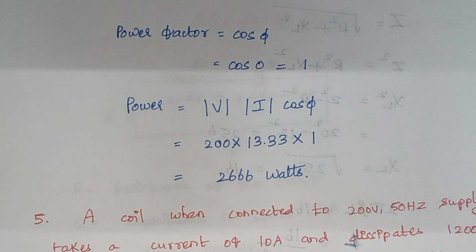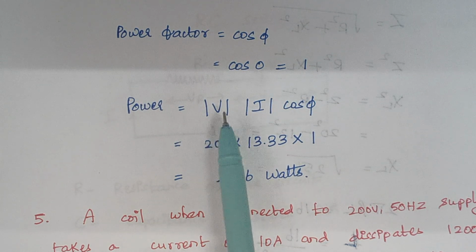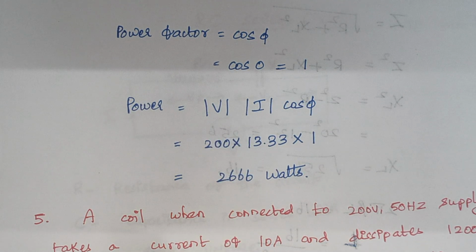Because here the source voltage is given directly, whenever the source voltage is given, it is nothing but our RMS value. It is not the maximum value. Keep that in your mind.